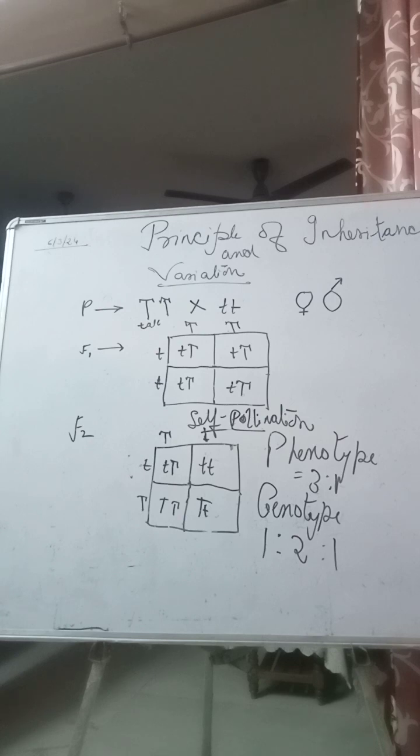Now, what he did was, for example, in an experiment with a pair of contrasting traits, which is called a monohybrid cross. When one pair is there, it is called monohybrid. When it is two pairs, it is called a dihybrid. So in the monohybrid cross of tallness and dwarfness, he crossed in the parental generation.